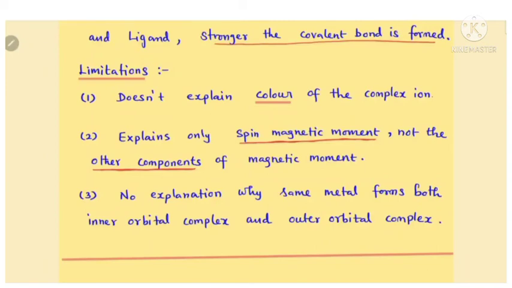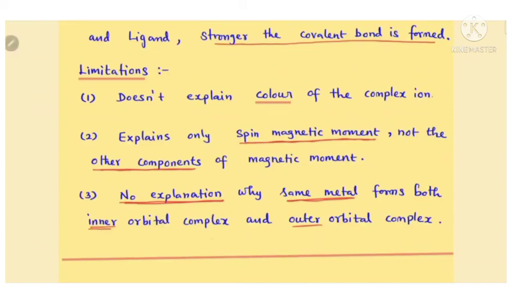The third limitation: this theory is not giving any explanation why the same metal is forming both types of octahedral complex. So when a central metal ion forms an octahedral complex, in some cases the same metal ion is capable of forming both inner orbital complex as well as outer orbital complex. So why does this happen? Why does the same metal ion form both inner orbital and outer orbital complex? That is not explained by this valence bond theory.